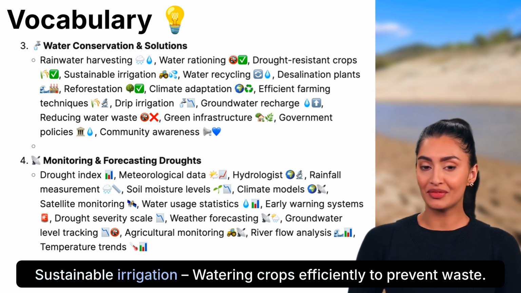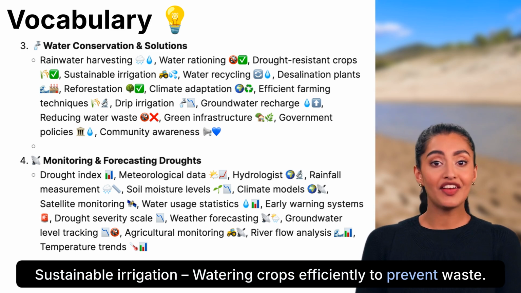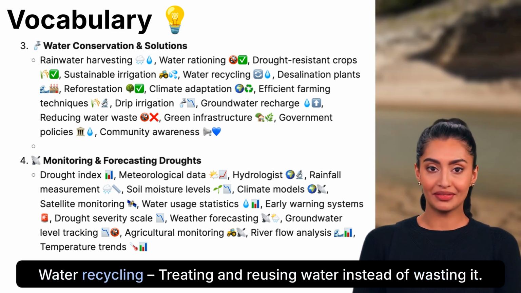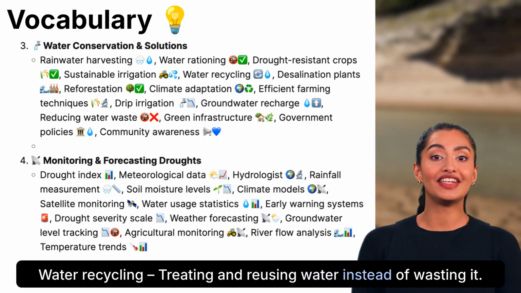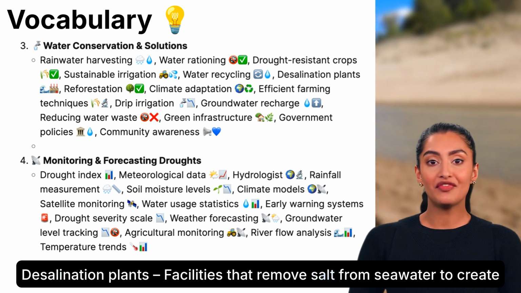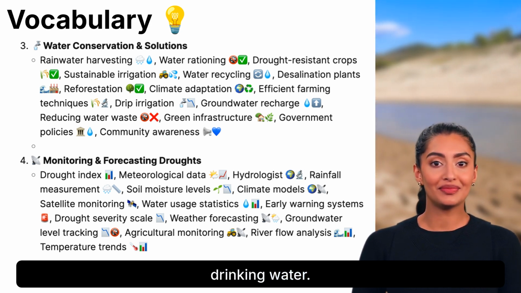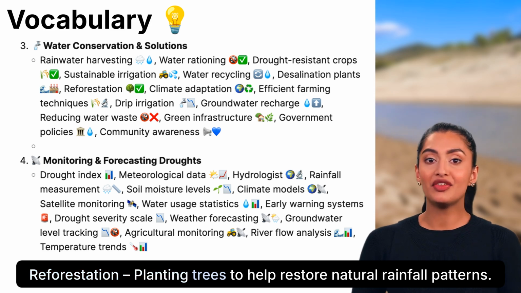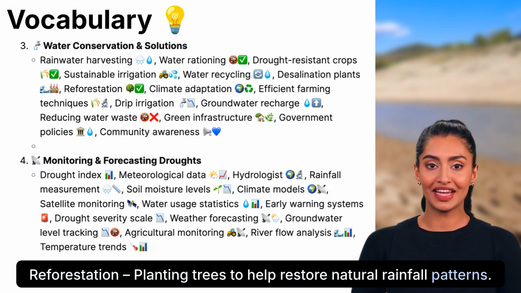Sustainable irrigation, watering crops efficiently to prevent waste. Water recycling, retrieving and reusing water instead of wasting it. Desalination plants, facilities that remove salt from seawater to create drinking water. Reforestation, planting trees to help restore natural rainfall patterns.